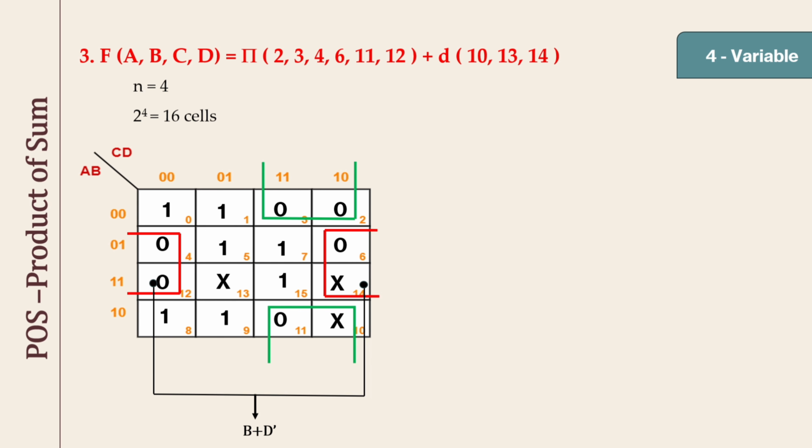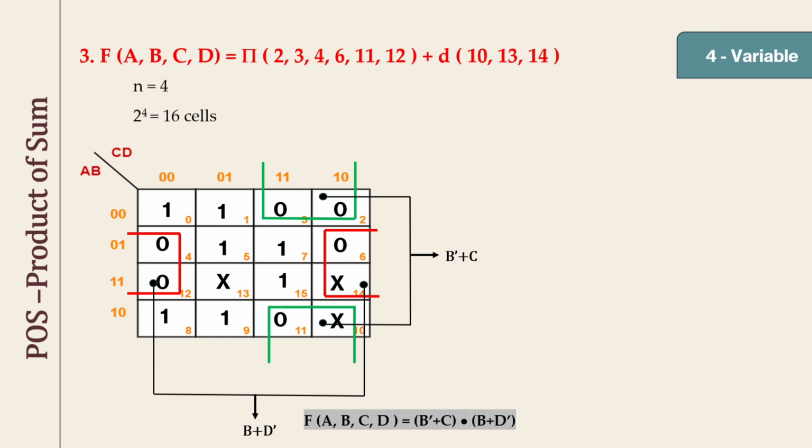And let's move with the second group. For the second group, we have the first and last rows. Between the first and last row, we have the common B bar. And with respect to the columns, we have the third and fourth columns. Between the third and fourth column, we have the common C. So the group name will become B bar plus C. Then the final expression is f of a, b, c, d is equal to B bar plus C dot B plus D bar.